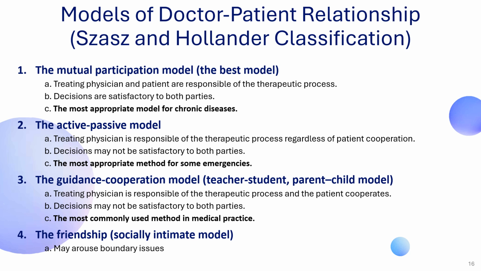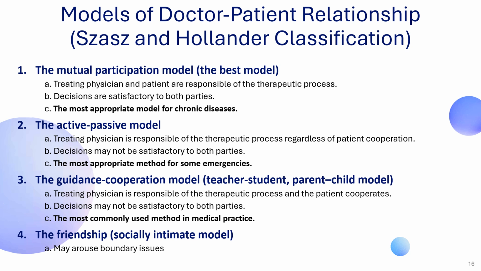The guidance cooperation model is like a teacher-student relationship, a parent-child model. In this model, the treating physician is responsible for the therapeutic process and the patient cooperates totally with the therapist. So the decision may not be satisfactory to both parties in this model. This is the most commonly used method in medical practice, in which the patients are totally dependent on the therapist for all the doings, like choosing the drug and all.